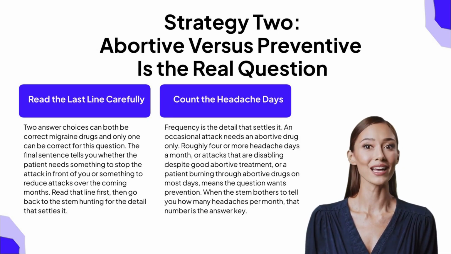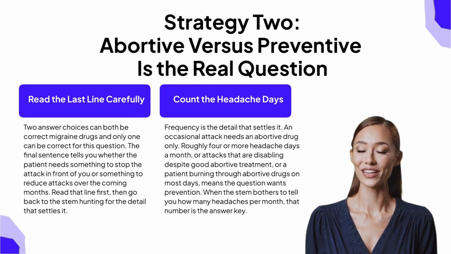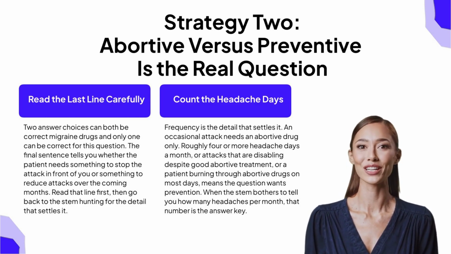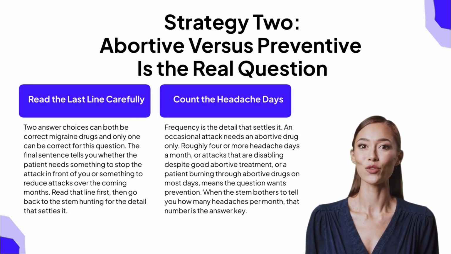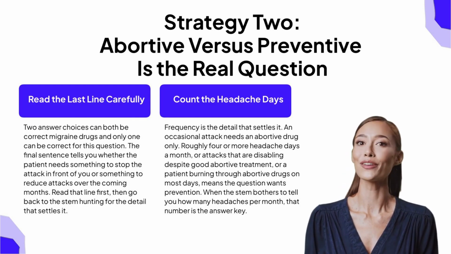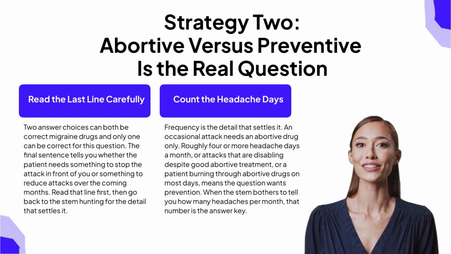Strategy 2 is recognizing that the real question is almost always abortive versus preventive. 2 answer choices will both be legitimate migraine drugs, and only one is right for this patient. So read the last line first to find out whether they want you to stop the attack in front of you or reduce attacks over the coming months. Then go back and hunt for frequency, because frequency is the detail that settles it.